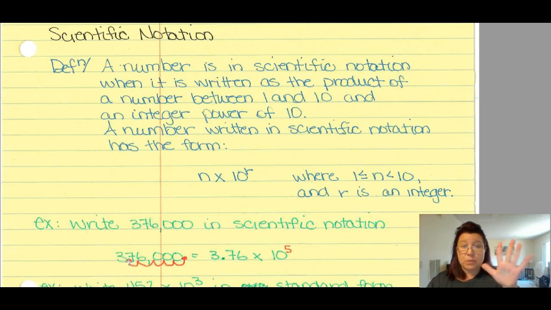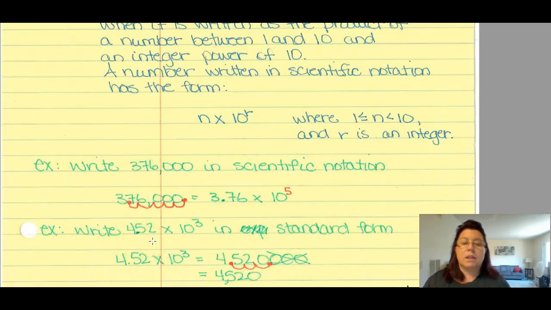3.7 is in between 1 and 10. I divided by 10 five times. Therefore, my scientific notation for 376,000 is 3.76 times 10 to the fifth. Now, if we want to go the other way, convert the other way, 4.52 times 10 cubed, and we want to write it in standard form, we say 4.52 times 10 once, times 10 twice, times 10 three times. Well, 10 cubed is 1,000, so we're really going to multiply 4.52 by 1,000, and therefore we get 4,520.